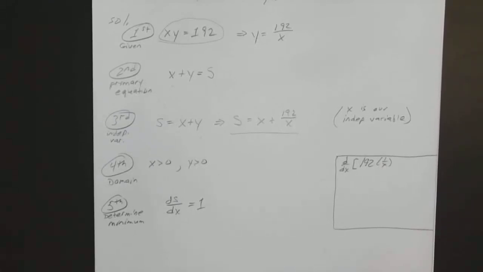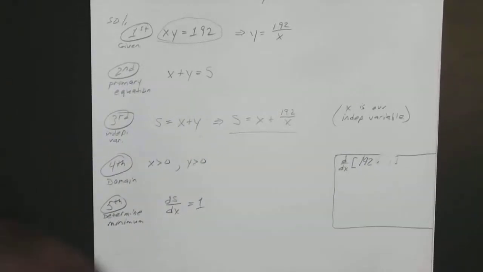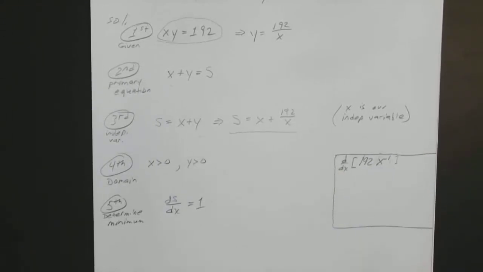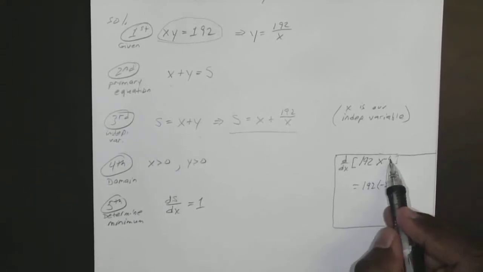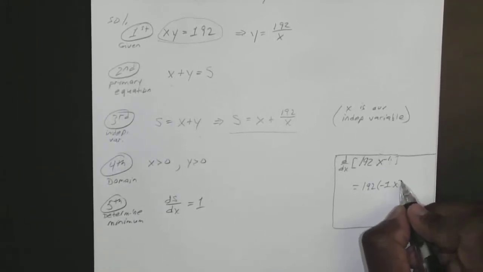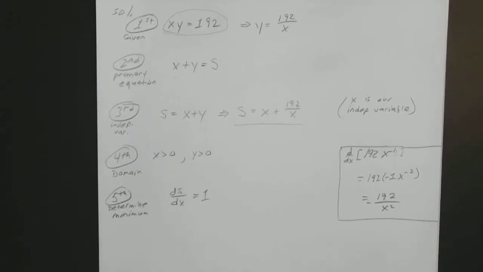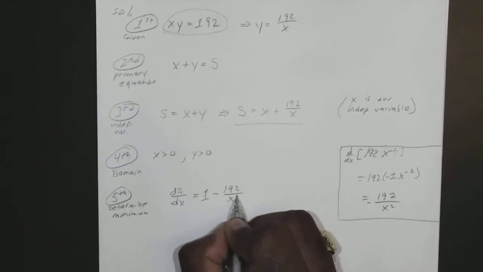With 192, we can just bring that out. So instead of 1 over x, we'll just make it x to the negative 1 power. Make that a whole lot easier. Okay, so if we use the power rule, we just bring down our negative 1. So 192 times negative 1, and subtract 1. X to the negative 2. So we end up with negative 192 over x squared. The derivative of this is just negative 192 over x squared.